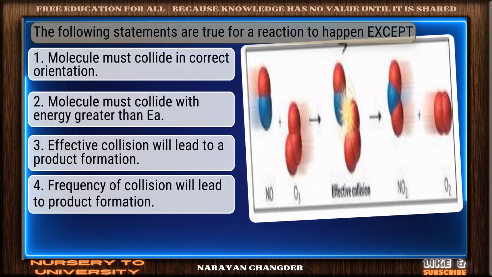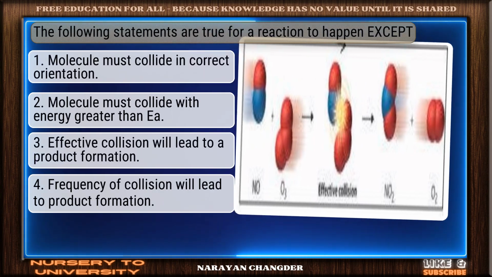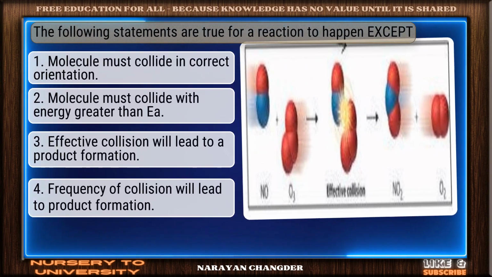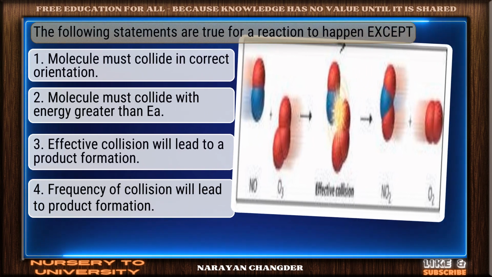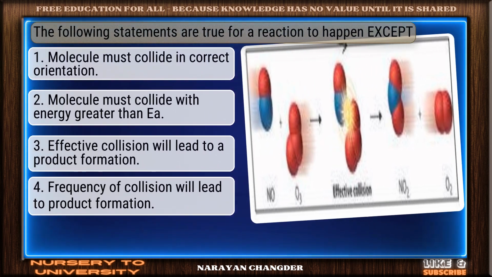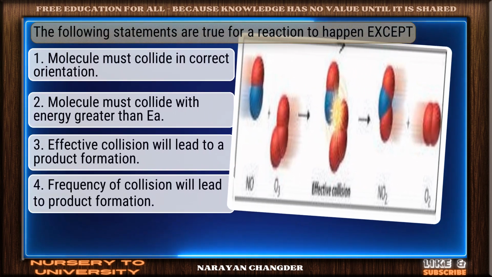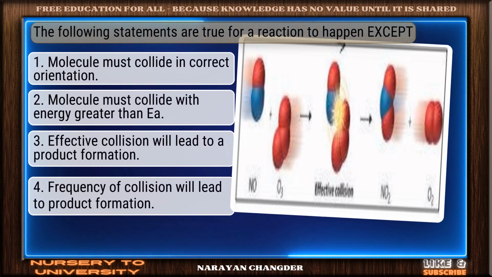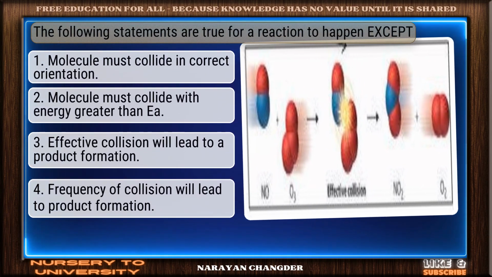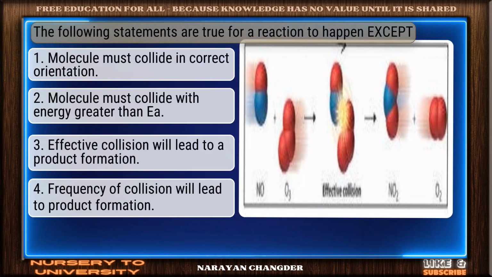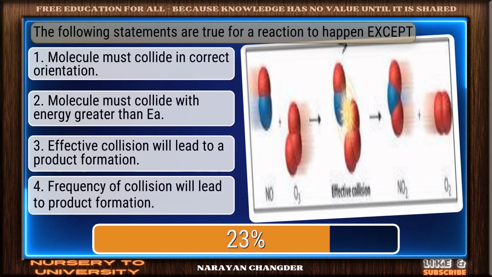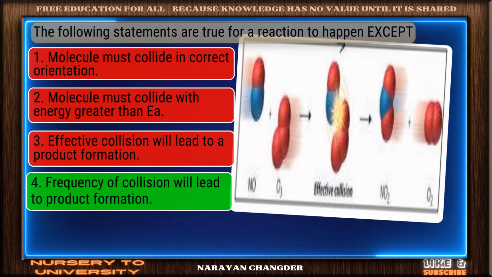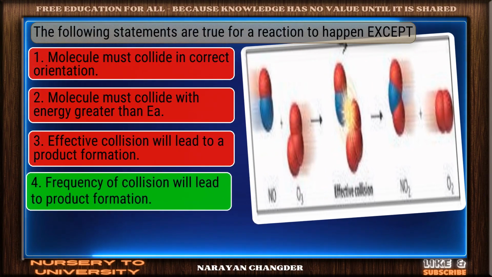The following statements are true for a reaction to happen except: Option 1, molecules must collide in the correct orientation. Option 2, molecules must collide with energy greater than Ea. Option 3, effective collision will lead to product formation. Option 4, frequency of collision will lead to product formation. Frequency of collision will lead to product formation is correct.